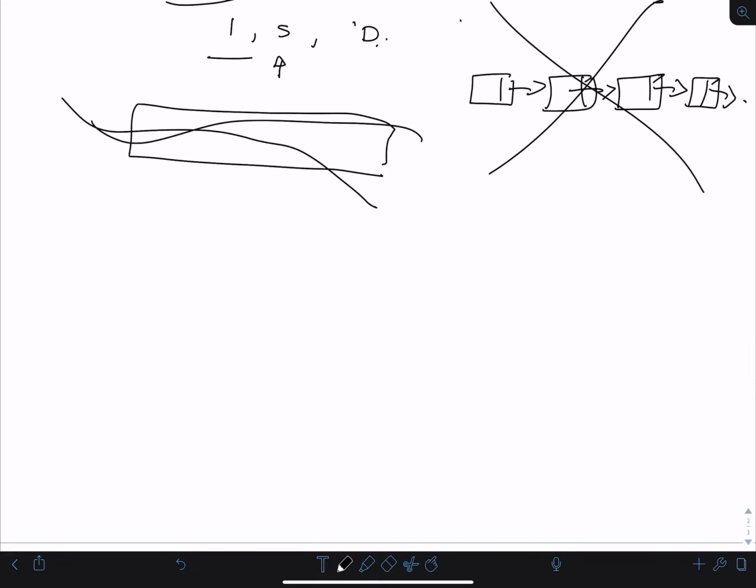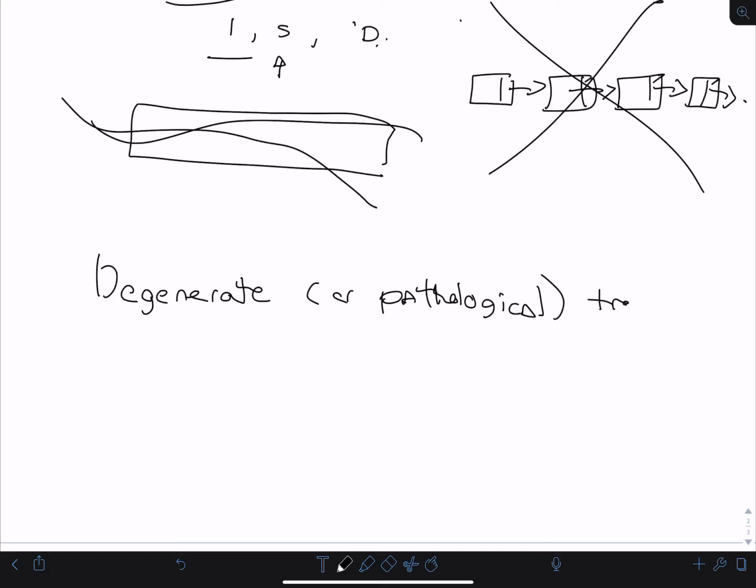But before that, one more term, and that's degenerate tree. If you really don't like the word degenerate, there's also pathological, which is the same thing. They're interchangeable terms. I don't know why I memorized degenerate, but I guess that's just a popular one.